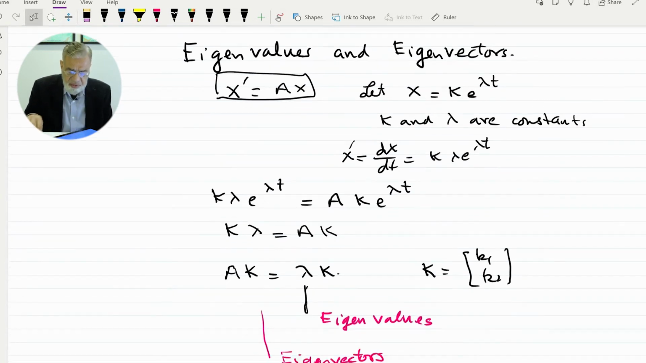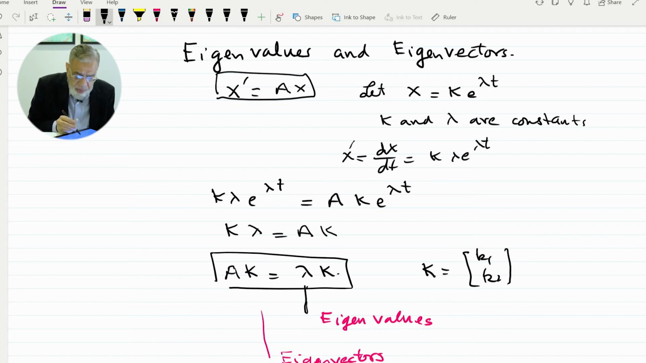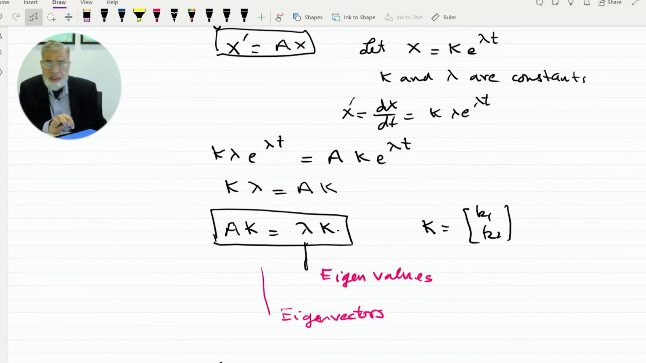Now this equation is very important. In this equation we have this A, our operator. This operates upon k and gives me lambda k. So k is my eigenvector and lambda is my eigenvalue. So when you solve this equation, we get the lambda, the eigenvalues, and also the eigenvectors.